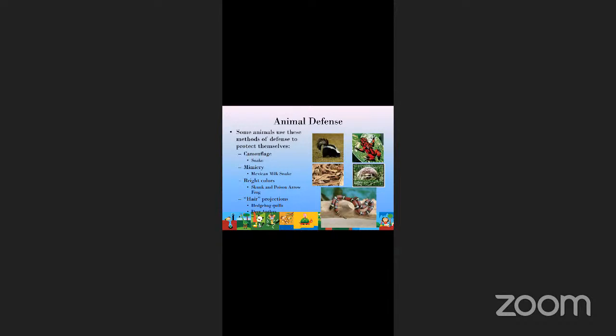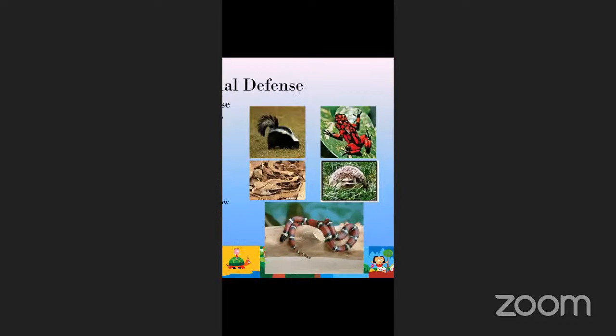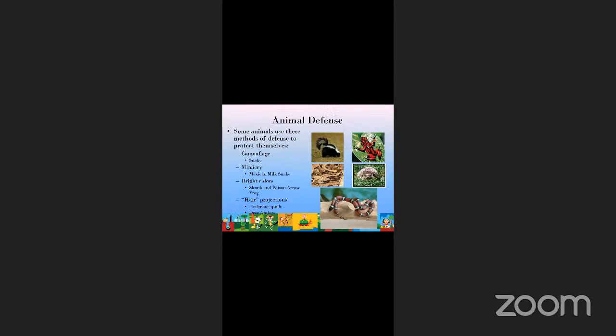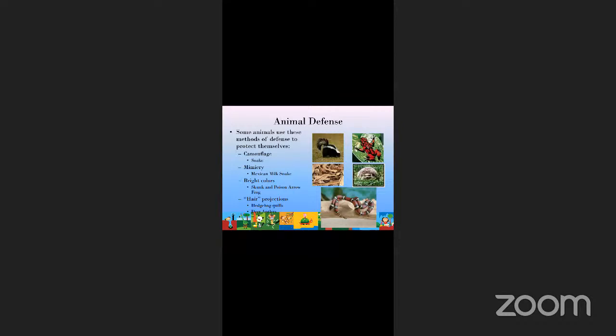Then bright colors. Here you see the red frog, the poison arrow frog. It is a very poisonous frog, which displays bright colors. Then some animals like hedgehog quills and deer antlers. These animals have small spikes. Here you can see a small animal with long spikes on its body, so that predators cannot kill or feed on it. So these are some of the animal adaptations adopted for the purpose of defense.